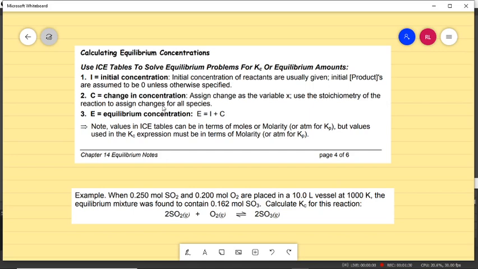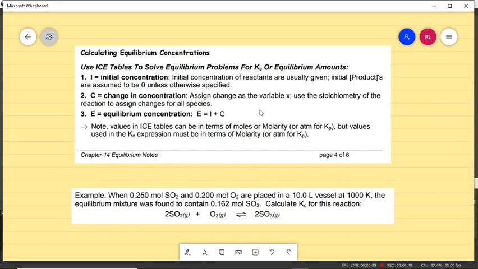Then C stands for the change in concentration. All you have to do is to assign the change as the variable x, and then we will use the stoichiometry of the reaction to assign changes for all species. Anyway, I'm going to show this later.